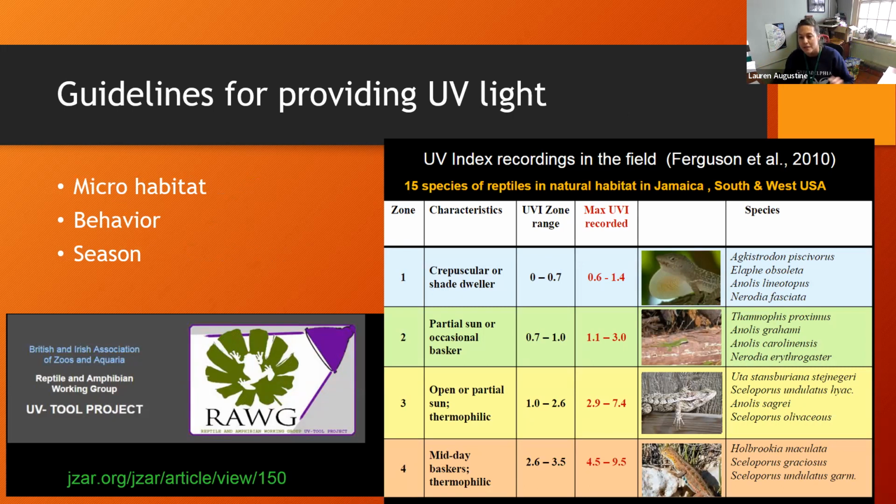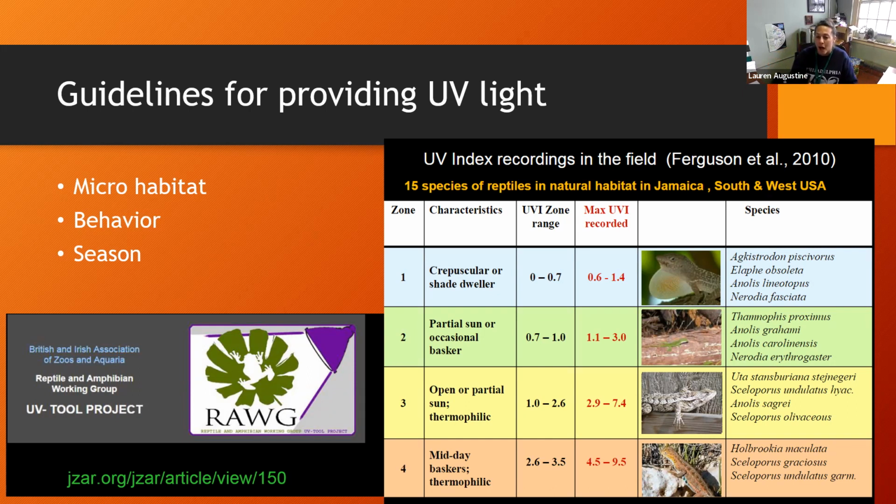So lucky for us, this guy Ferguson came up with these UV zones, basically. He based these off of microhabitat and behavior. So there's a crepuscular or shade dweller, so any species that you would consider to be crepuscular, or an animal that you don't find just out basking in the direct sunlight. And it gives you the UVI range, and then basically the max UVI that's been recorded for certain species that they would consider in that category.